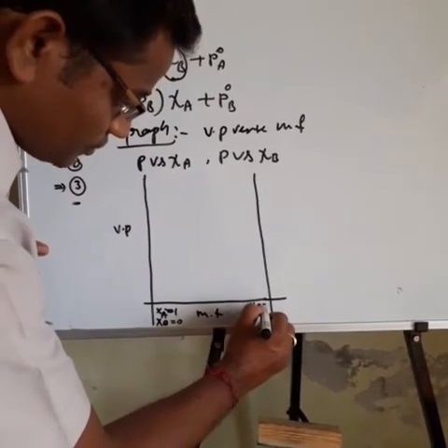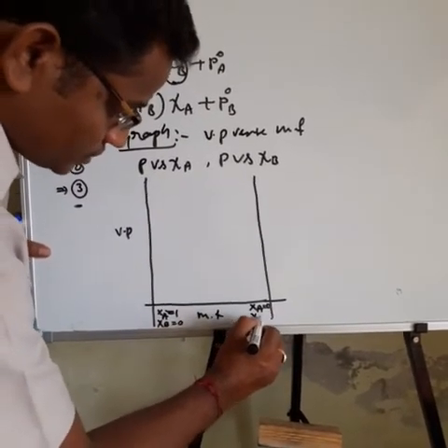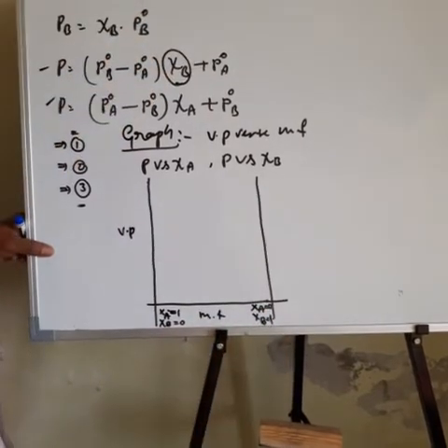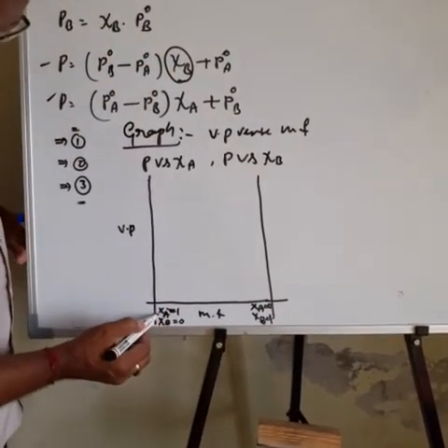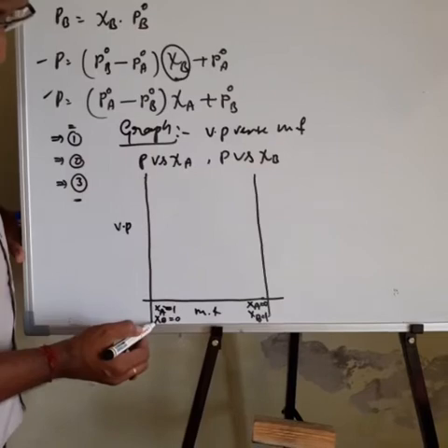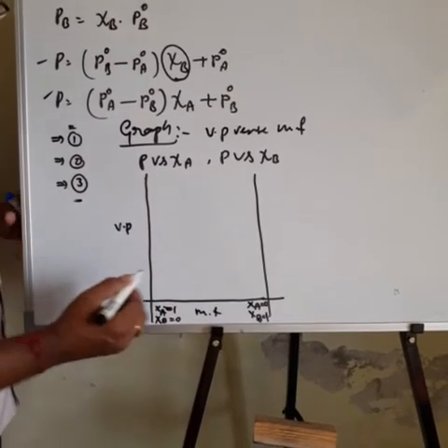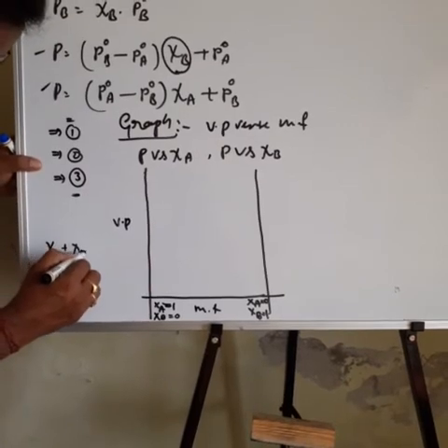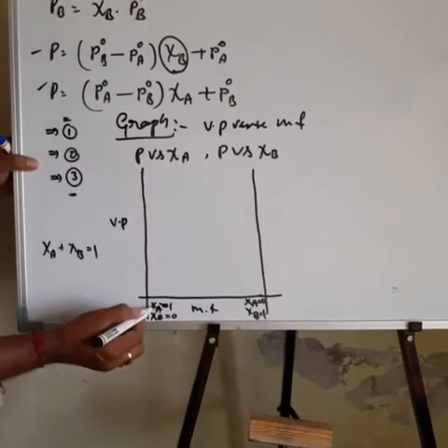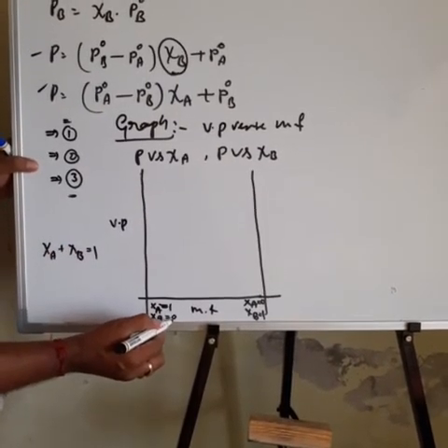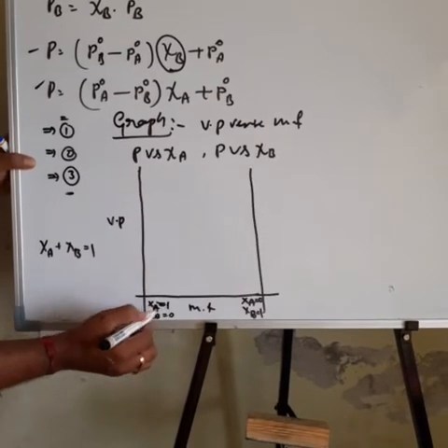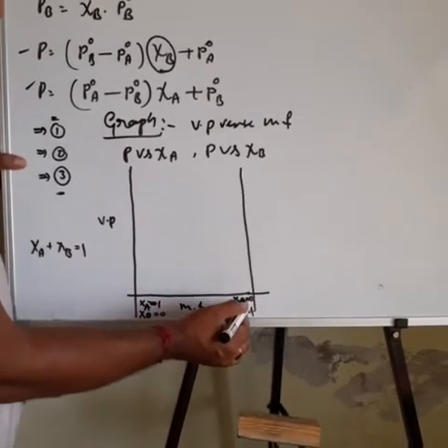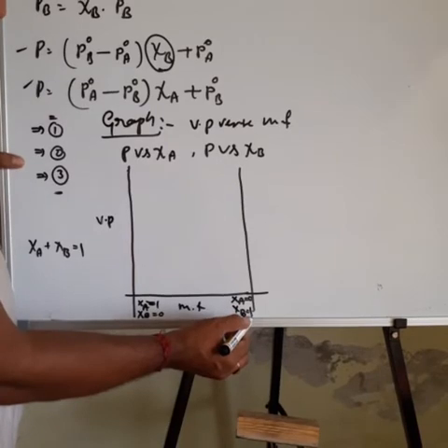Here the mole fraction of the solute is equal to 0, and the mole fraction of the solvent is equal to 1. Why? Here XA means mole fraction of solute, and XB means mole fraction of solvent. In the mole fraction concept, I told you the mole fraction of solute plus solvent is always equal to 1. That's why here solute equal to 1, then automatically solvent equal to 0. Then total is equal to 1. Here also solute is equal to 0, solvent equal to 1, total equal to 1.